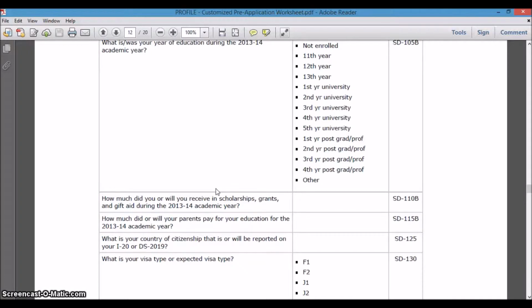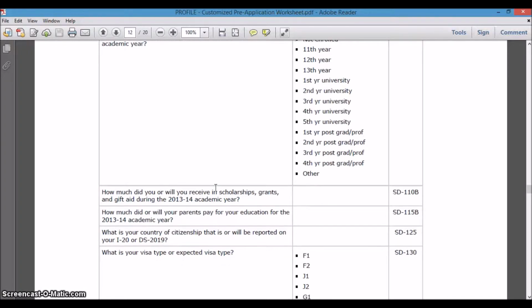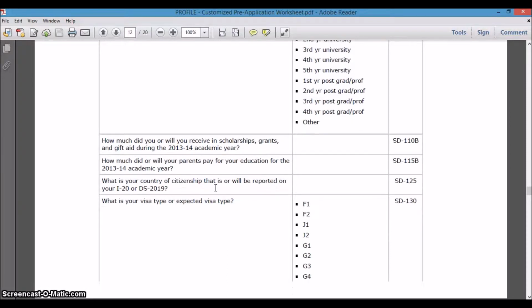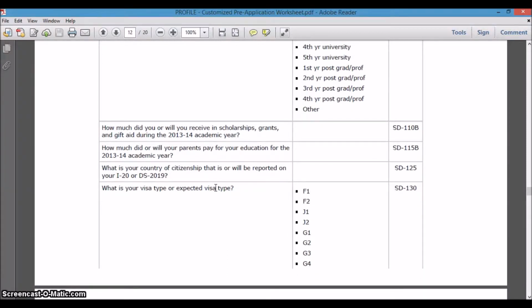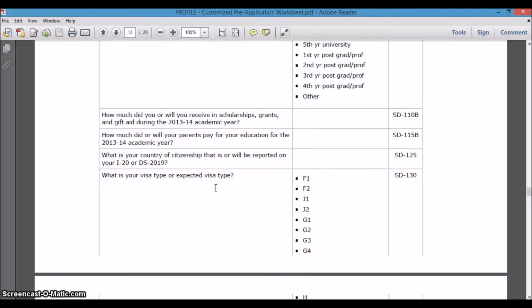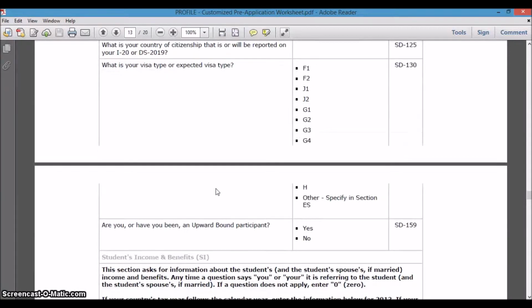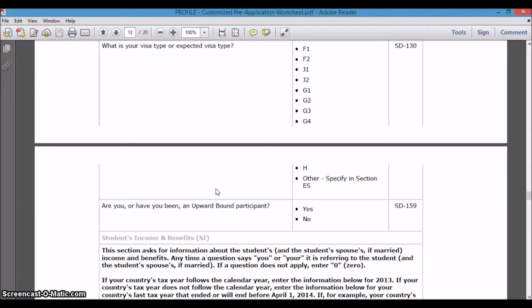It asks you if you have scholarships or grants to your school. If this applies, write that down. If it doesn't, 0. Your country of citizenship, you just write that down too. Ethiopian, I suspect. The type of visa you expect to get is an F1 visa. This is very important. You are applying for an F1 visa. And also, are you or have you ever been an Upward Bound participant? This does not apply to any of you, so the answer to that is no.